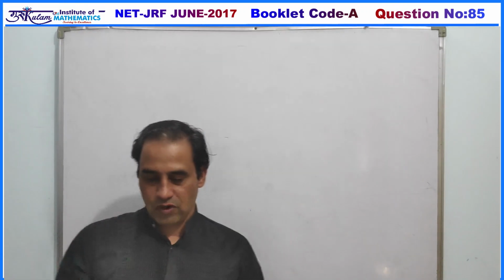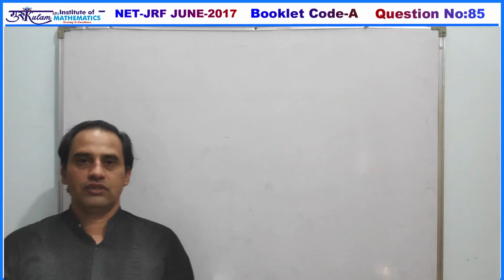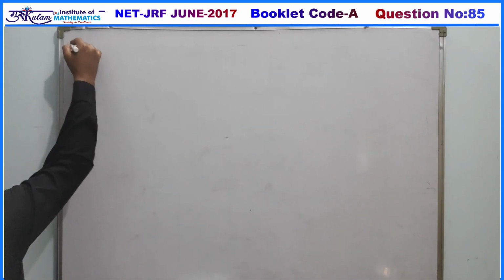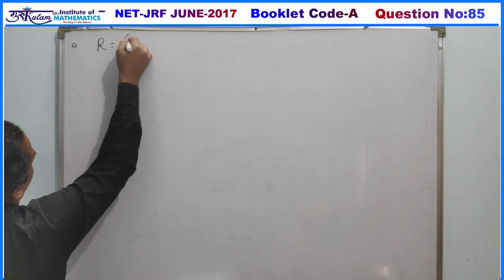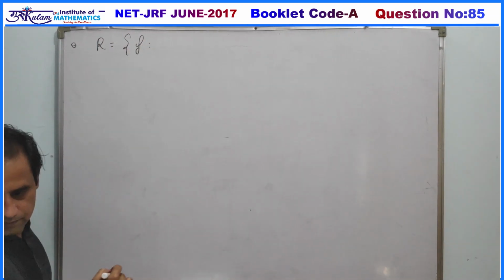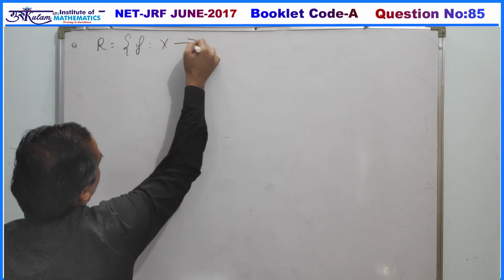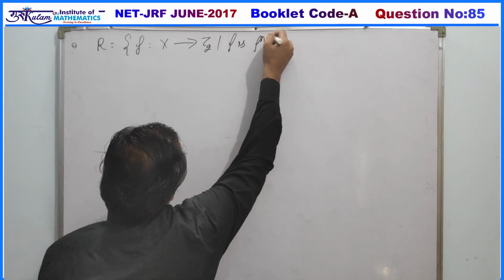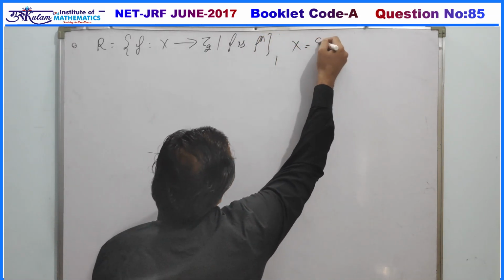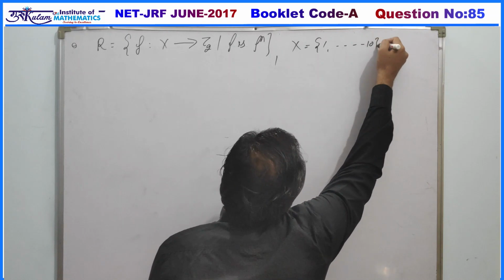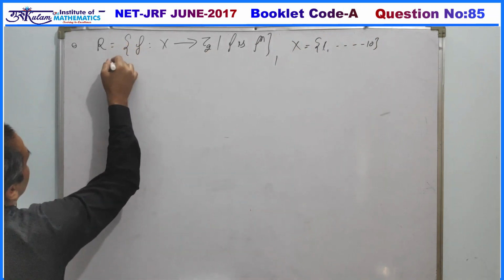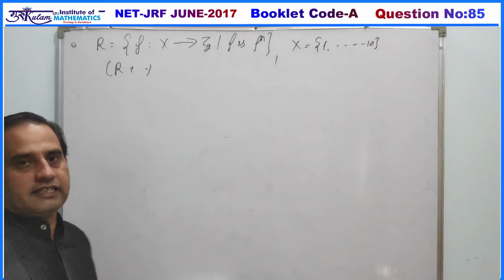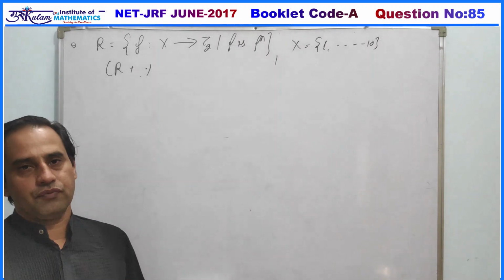So this question is from Ring Theory, NET JRF June 2017, and the question number is 85. So let's write down the question. We have R, the set of all functions from a set, say X, to Z2. Simply f is a function, and this set X is 1, 2, up to 10 elements, and this R is a ring under simple addition of functions and multiplication, component-wise addition and multiplication of the functions.